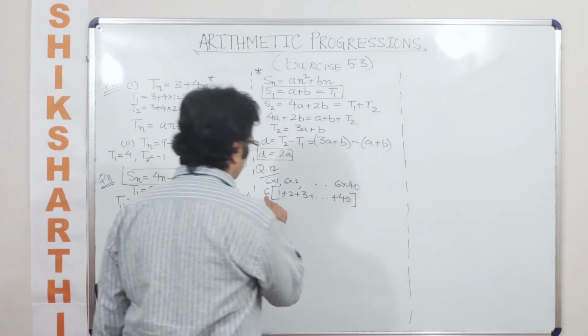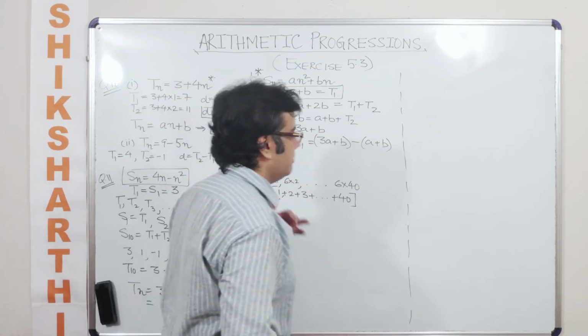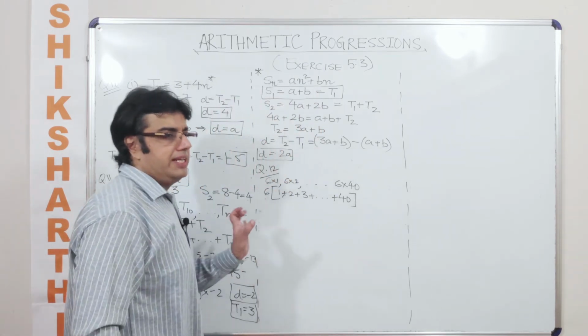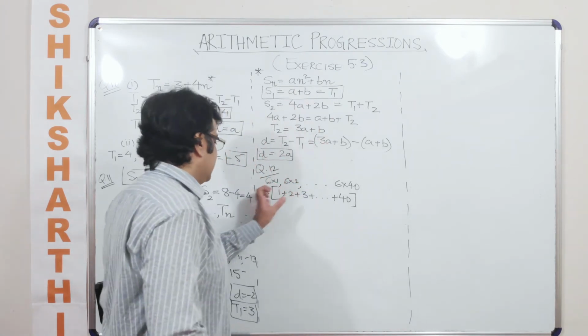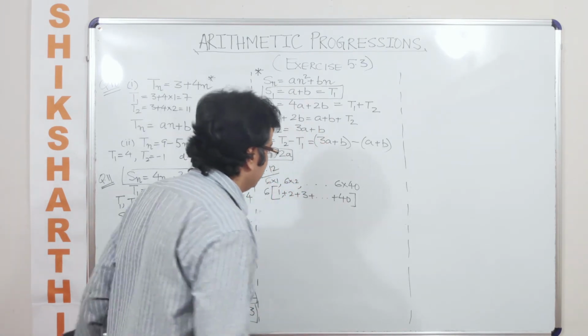Why have I taken 6 as common? Because you are taking multiples of 6. So, in every term that you are taking, you will always have 6 as common. So, when you are adding all of them, 6 can be taken as common and then multiplied by the remaining.